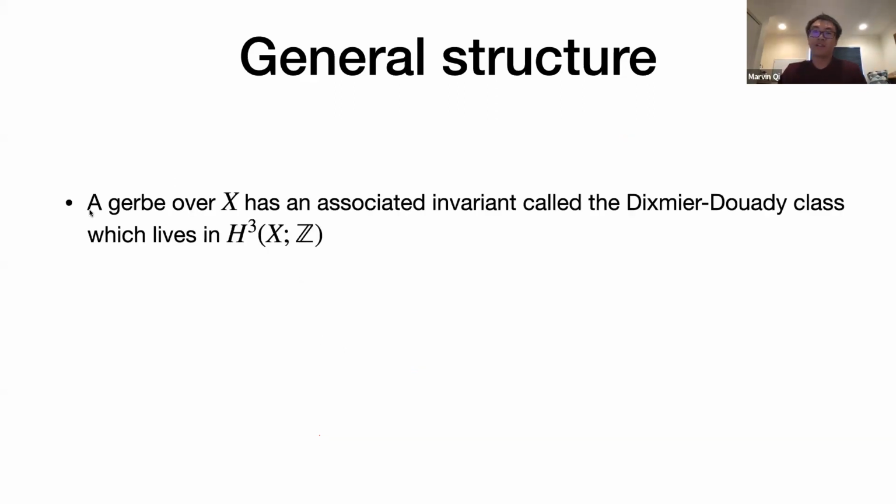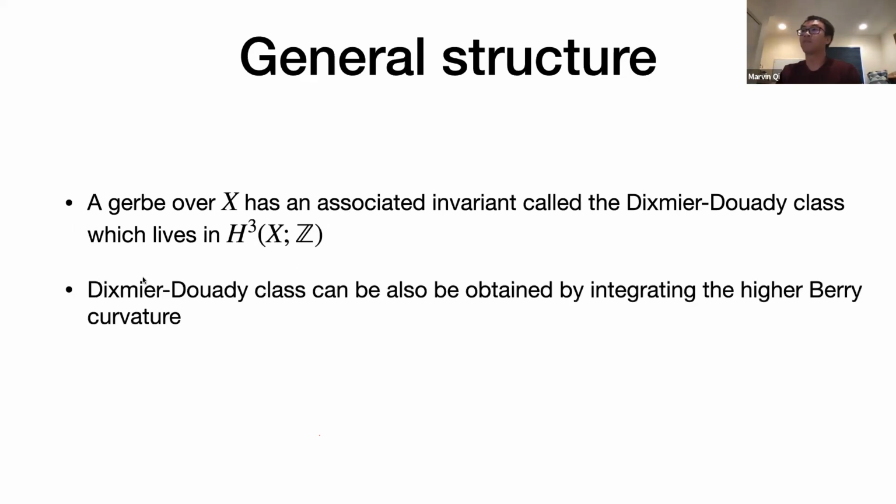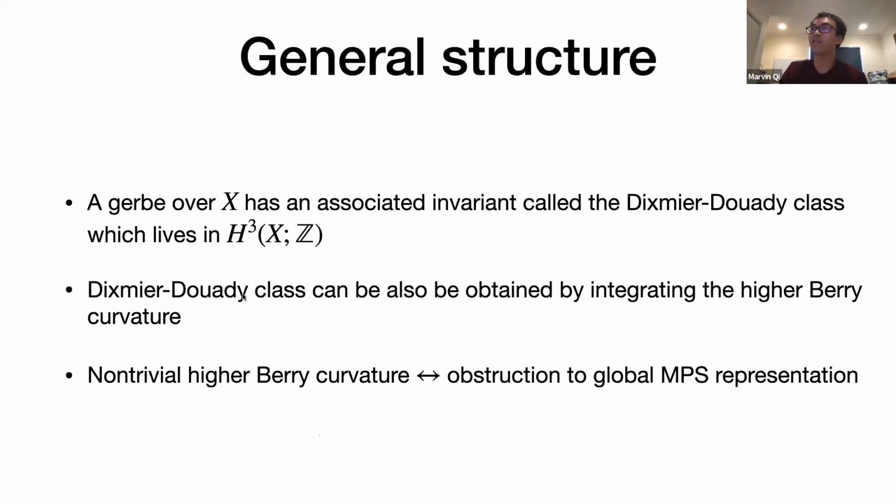To this gerb, the data that I described in the previous slide, you can associate an invariant, which is analogous to the Chern number. It's called the Dixmier-Douady class. This lives in the third cohomology, just like the Chern number lived in the second cohomology. And this class is precisely what the integral of the higher Berry curvature measures. So what we've shown is that if you have a non-trivial higher Berry curvature invariant, there's also an obstruction to a global MPS representation.